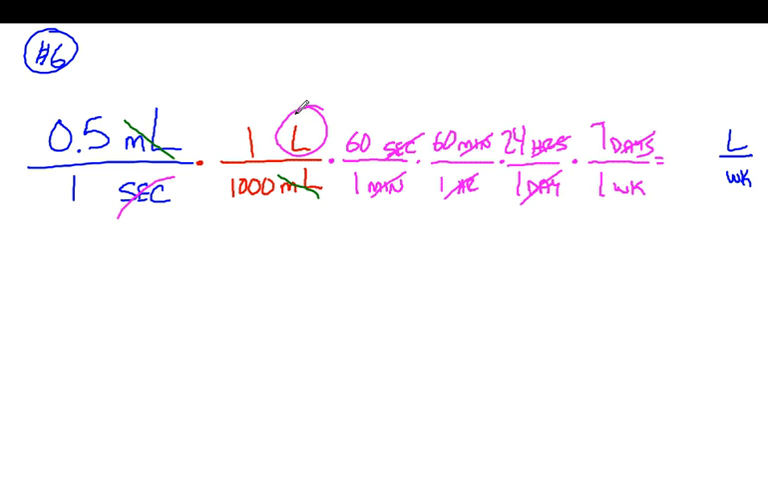I have liters, the fraction per week. And all I need to do now is multiply across. 0.5 times 1 times 60 times 60 times 24 times 7. Down the bottom, 1 times 1,000 times a bunch of ones. So we have a number up top, 1,000 on the bottom. My answer is 302.4 liters per week. So as long as you can set up your bridges, set up your conversions, then you should have no problem solving problems of this nature.